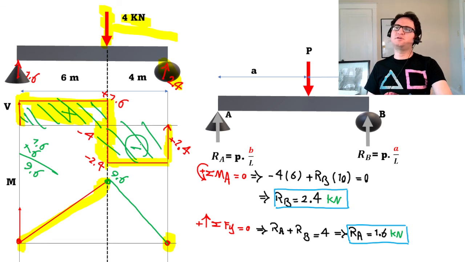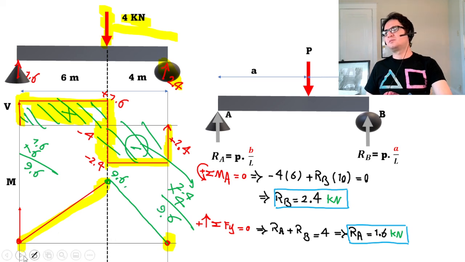And if you want to verify that, you can just multiply 2.4 by 4. If you do that, it gives you again 9.6, which is the height of this graph. And it's again the area under shear. The area under shear is the numeric value for moment.